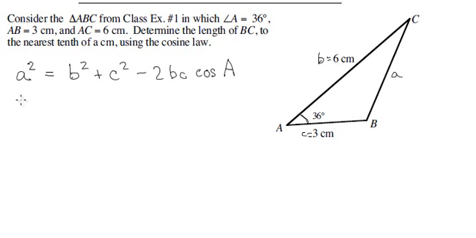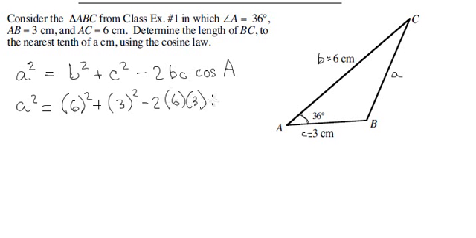So we're trying to find this side, A squared, and it is B, that's 6 squared, plus C, that's 3 squared, minus 2 times B times C times the cosine of the included angle.